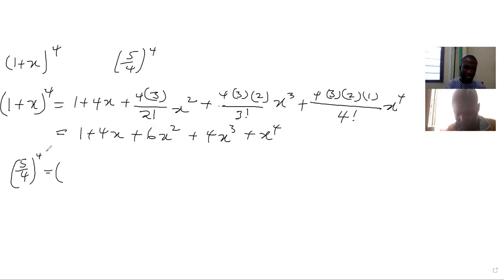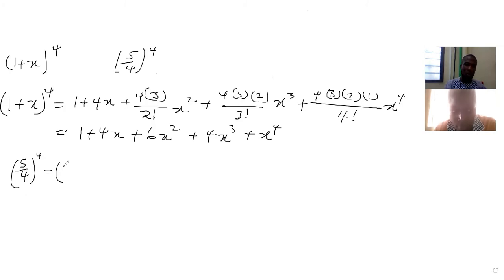You see, this exponent here is the same as this exponent here. So if we are able to express what is in the bracket to look like what is in the bracket here, we have succeeded in making them equal. So that is what we are going to do. Quickly check that for me. 5 over 4 is 1.25.